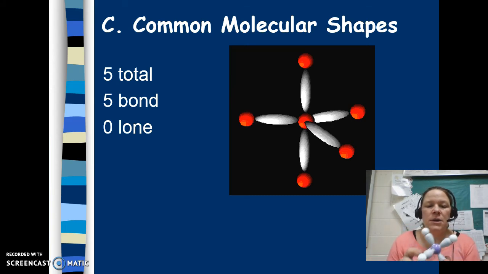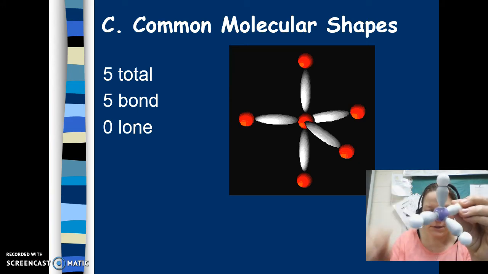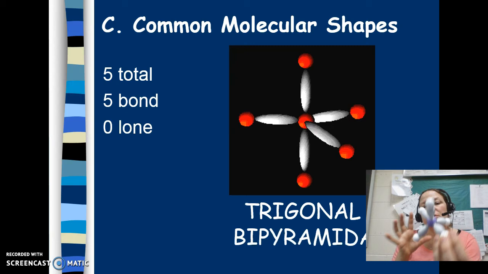All right, so what you can see is that you get these 5 bonds all coming off of the central atom. So you've got 5 groups. You can kind of spin it in some different directions so you can see what it looks like in 3D. But this is what's called trigonal bipyramidal.